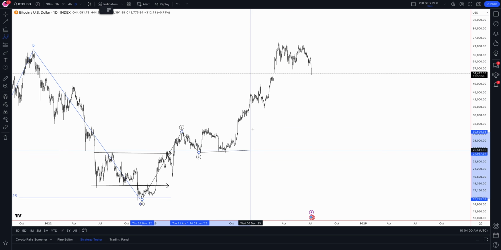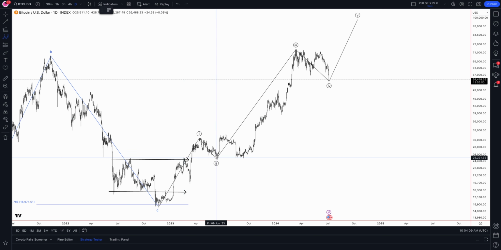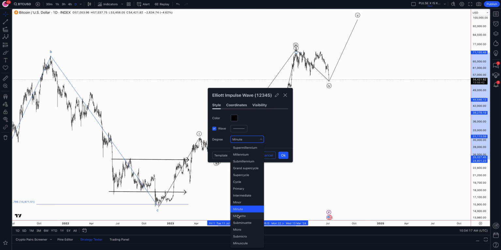So this over here would be your 3rd wave. You have your 4th wave here, and then we need to have a 5th wave up. So this over here would be your wave 1, 2, your 3rd wave, 4th, and then you have your 5th right here.